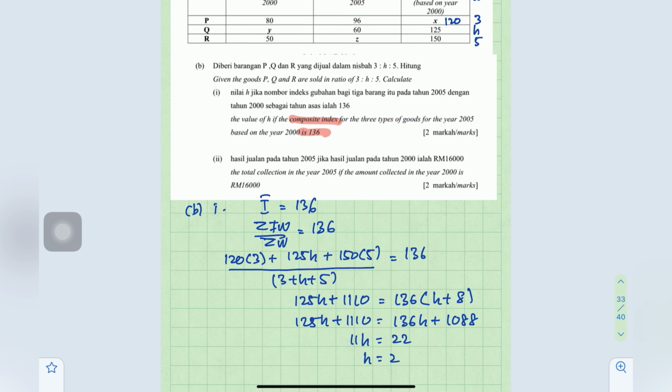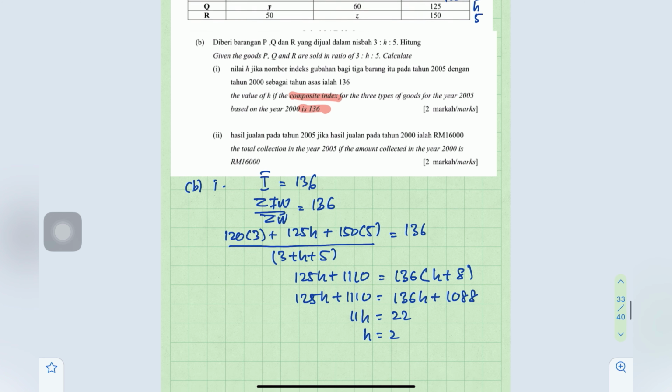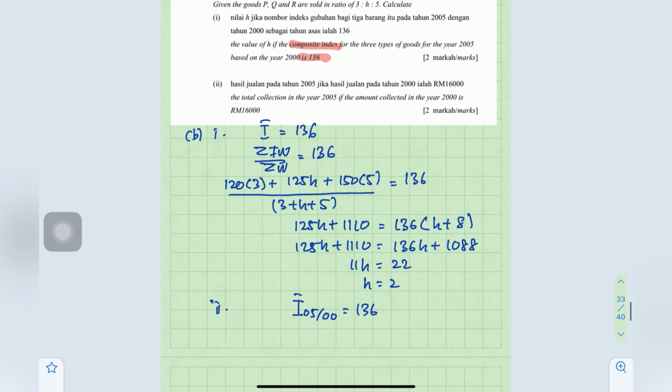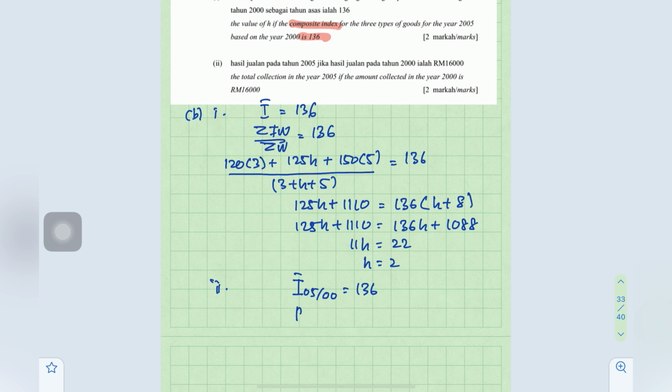To find the total collection in the year 2005, if the amount collected in the year 2000 is 16,000. Okay, so sekarang ni dia suruh cari total collection 2005. Okay, so actually just now kita ada I bar ni 2005 base 2000 equals to 136. Kita boleh menyamakan dengan formula of price index. So P05 over P2000 times 100 equals to 136.